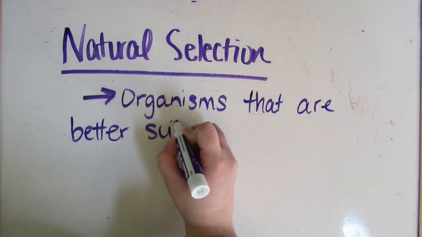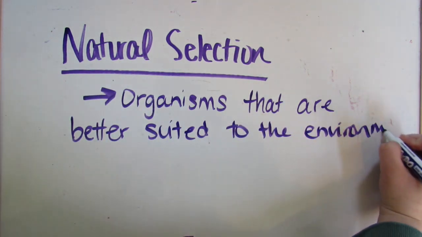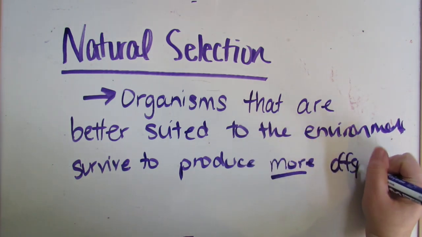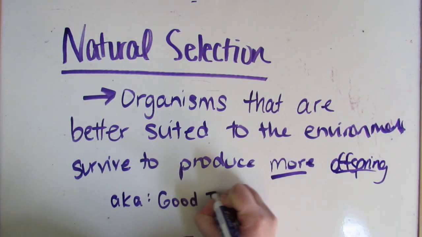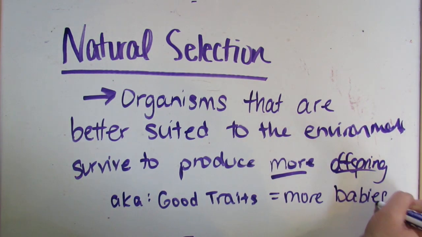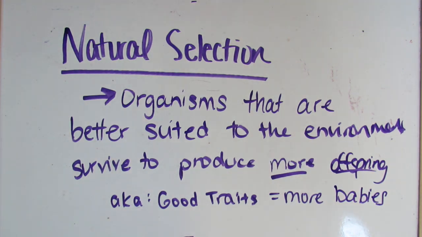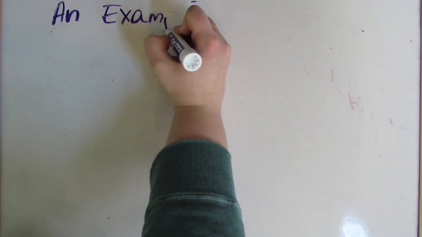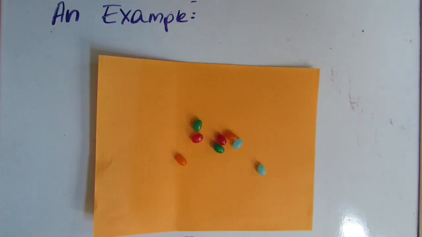At its core, natural selection is the process by which organisms that are better suited to the environment, so organisms that have good traits, survive to produce more offspring or have more babies. And then those babies have good traits that eventually the entire population ends up with. So it's a very cool thing, and I'm going to explain more about it now.